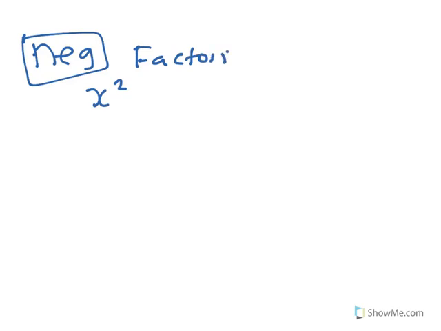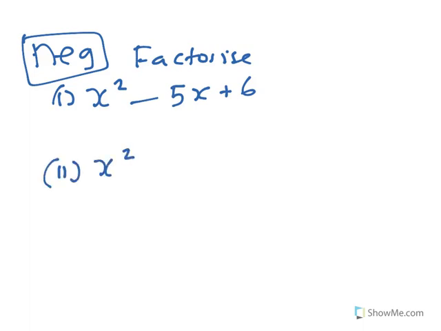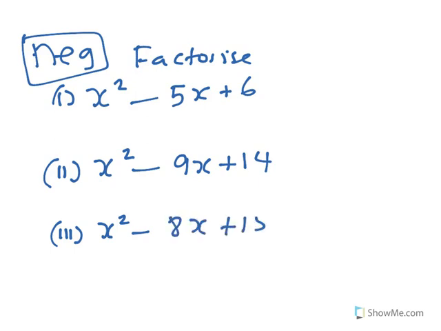Now, they are all positives. We need some that have negatives in them. So if we're looking at factorising these, let's go x squared minus 5x plus 6, x squared minus 9x plus 14, and x squared minus 8x plus 15. If you look at this, the product is 6 and the sum's minus 5.